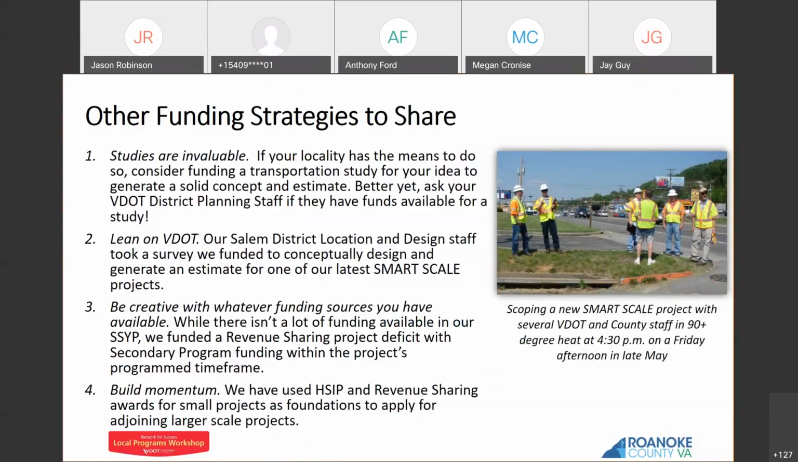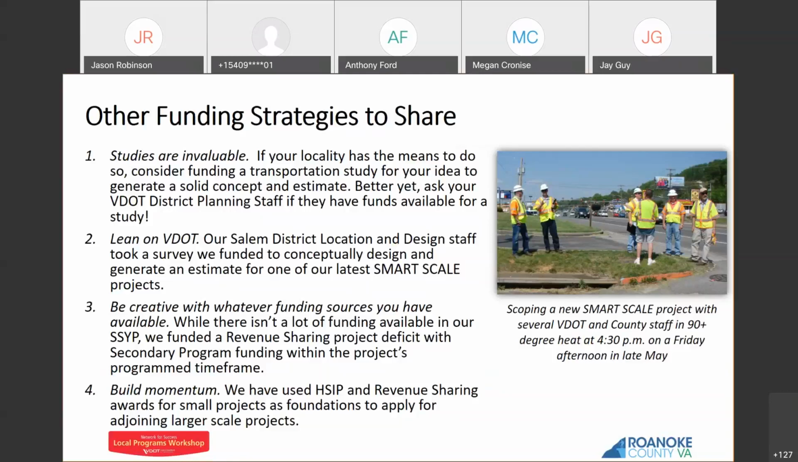Our Salem District location and design staff took a survey that we funded to conceptually design and generate an estimate for one of our latest SMART SCALE projects. The picture at right is a scoping meeting for that project with several VDOT and county staff in 90-degree heat at 4:30 p.m. on a Friday in late May. So, they are fantastic partners, and we really appreciate the help that they give us in not only starting at the very beginning, but then moving through a project and trying to get money on it. We have amazing staff.